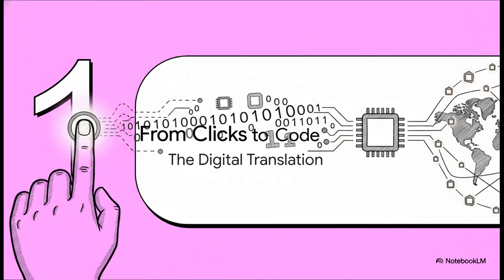Okay, so let's start at the very beginning. Our journey kicks off with a physical action, you clicking a mouse. But how does a physical press of a button become something that a global network can understand? This is the first, and maybe one of the most fundamental steps, translating that action into digital language.